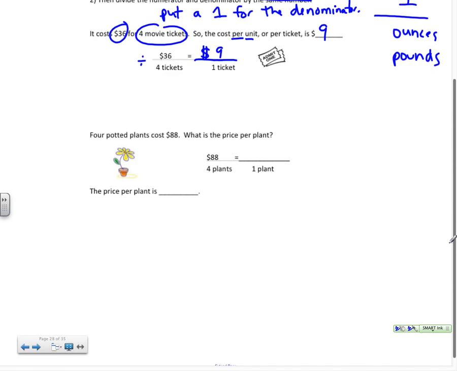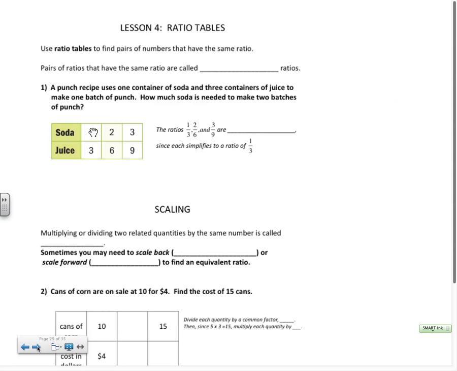Okay, let's take a look at this next one. 4 potted plants cost $88. What's the price per plant? That means for 1 plant. So we set up the rate as $88 for 4 plants. What is 88 divided by 4? That's $22. So the price per plant is $22 for 1 plant. All right, go ahead and stop and come back with any questions you might have.